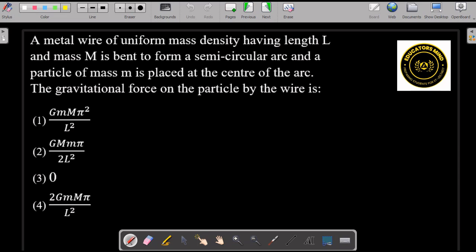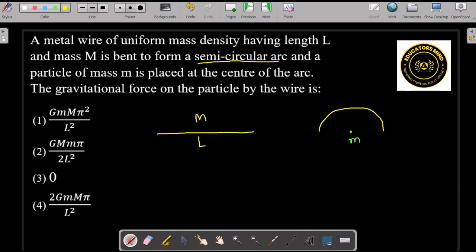A metal wire of uniform mass density having length L and mass m is bent into a semicircular arc. So suppose there is a wire of length L and its mass is m. It's bent like this, a semicircle. Okay. And the particle of mass m is placed at the center. So the particle of mass m we keep at the center of the arc. The gravitational force on the particle by the wire is... so what is the force they are asking?